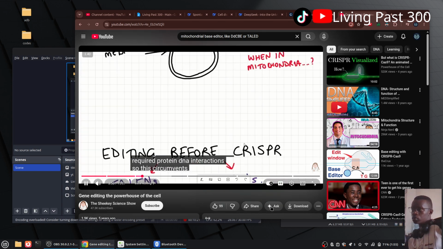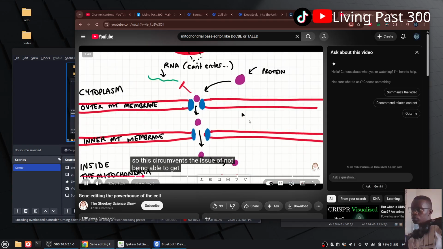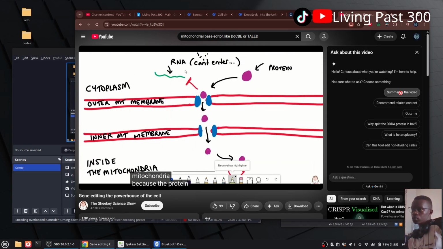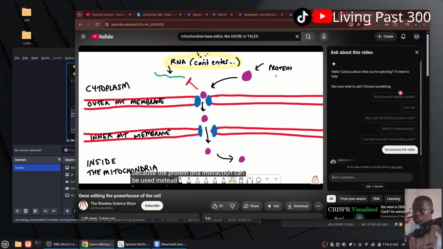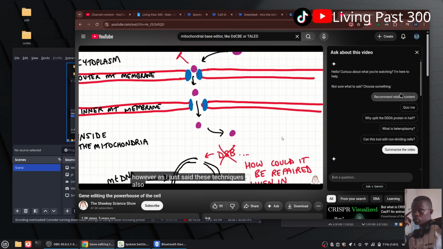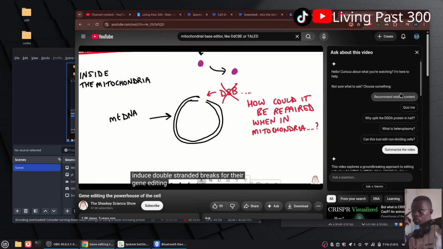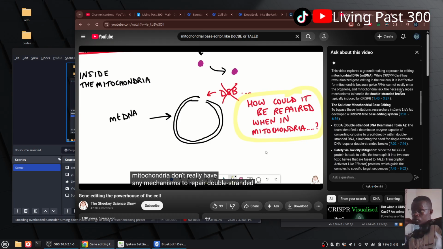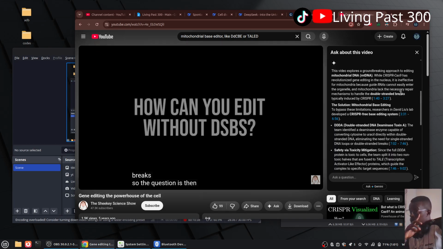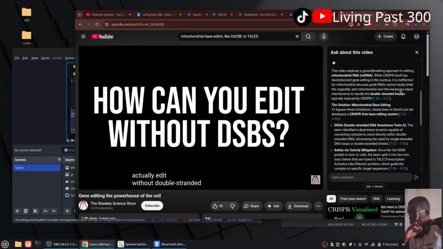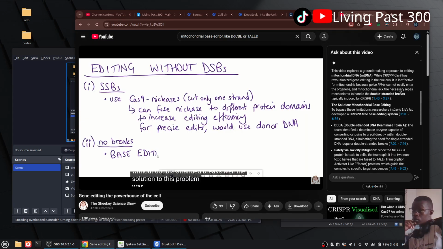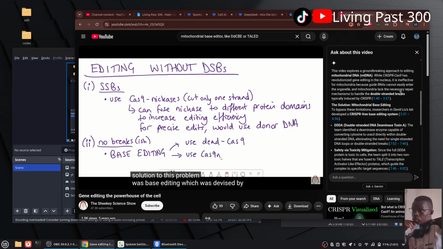So this circumvents the issue of not being able to get RNA into the mitochondria, because a protein-DNA interaction can be used instead. However, as I just said, these techniques also induce double-stranded breaks for their gene editing, which, as I've already mentioned, mitochondria don't really have any mechanisms to repair. So the question is then, how can you actually edit without double-stranded breaks? Well, the solution to this problem was base editing, which was devised by David Liu's lab, who unsurprisingly are also behind this recent paper.